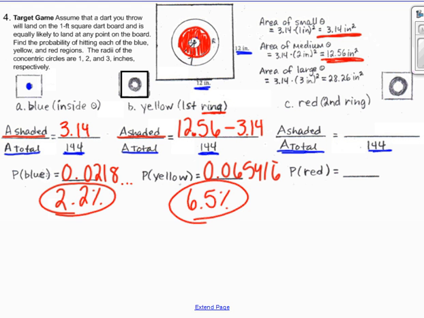Now here's an even larger ring. Same deal. I'm going to find the area of this whole thing, which would be the large one, 28.26. So that's already done. And what I'm going to do is subtract out the middle circle.